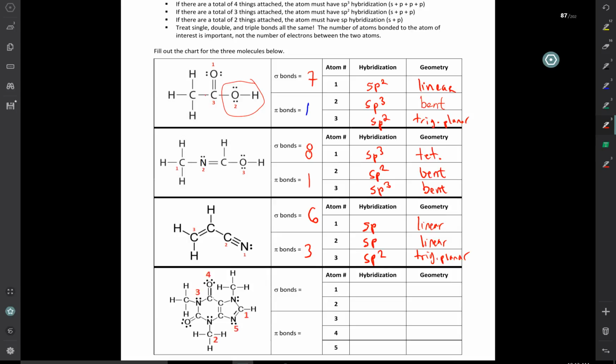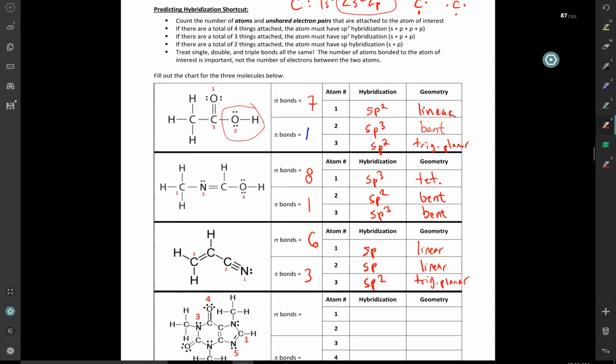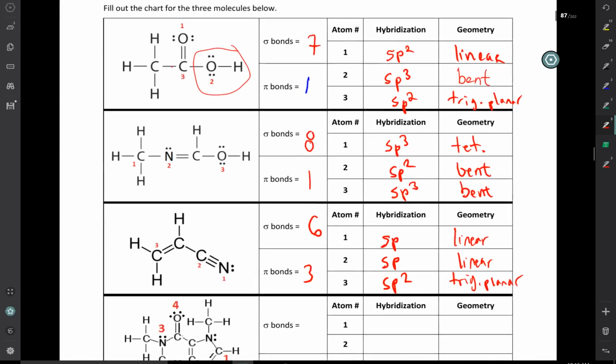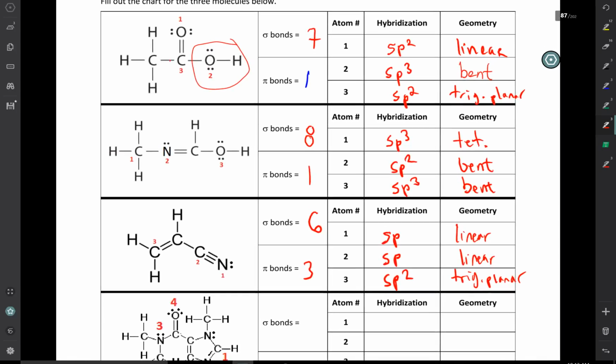Hopefully breaking it down just in terms of how many things are attached to the atom is going to make the idea of hybridization, or I should say the application of hybridization, a little bit easier. Don't stress too much. I'm not going to really try to crush you with this stuff on your test, but you can pretty much guarantee that I'm going to give you a molecule like this and ask you to tell me about hybridization as well as geometry.